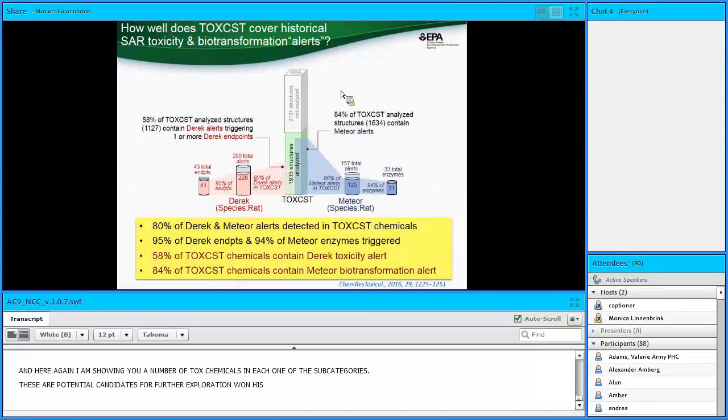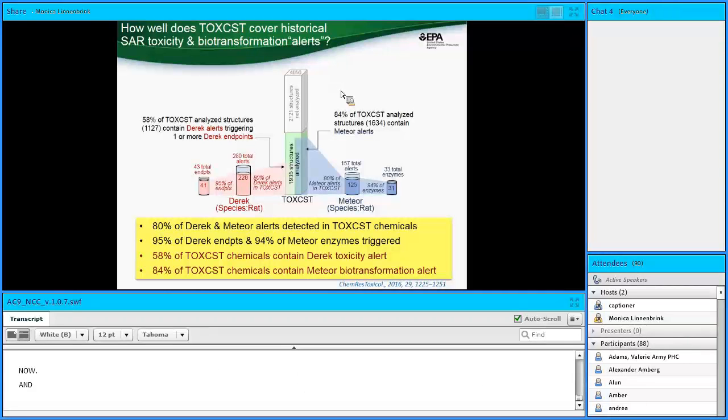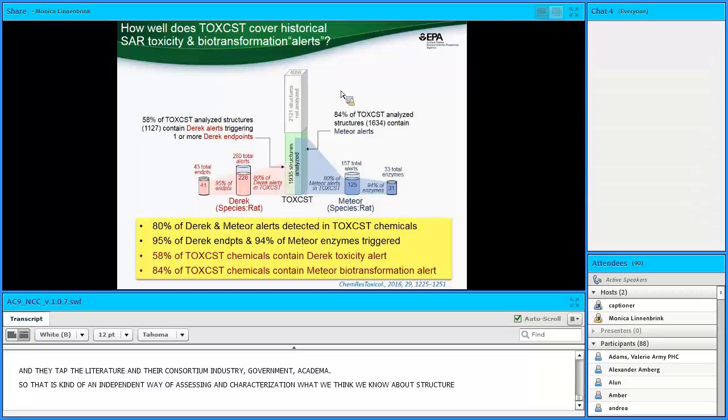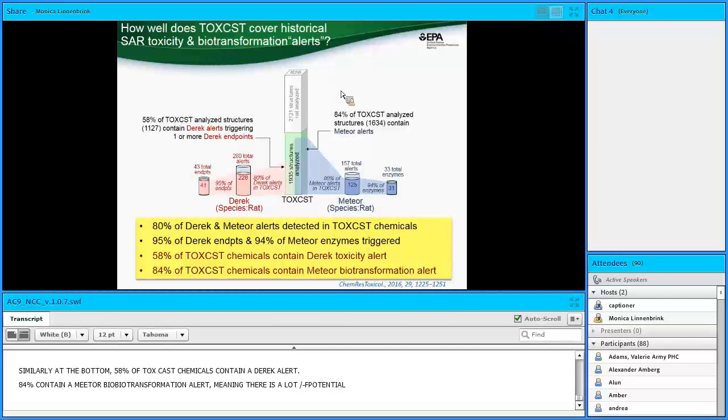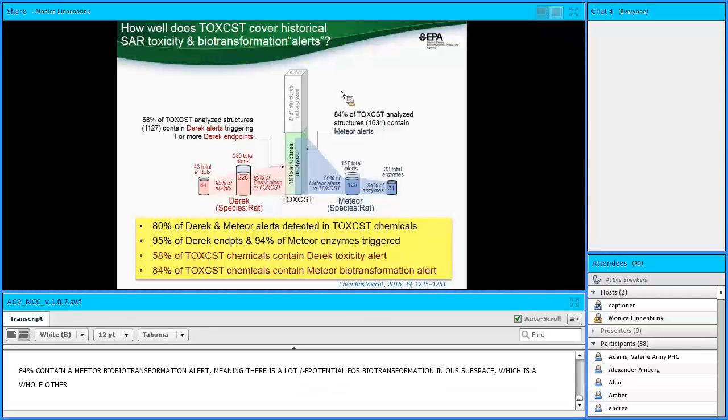And again, I can quantify the actual coverage of the knowledge space of Derek alerts, Derek and Meteor both, Meteor being biotransformation alerts. 80% of the alerts are detected in our ToxCast set. That's pretty good coverage of the knowledge space that Derek and Meteor, which have been around and been building for about 25 years now, and they tap the literature and their consortium of industry, government, academia. So that is kind of an independent way of assessing and characterizing what we think we know about structure relationship to activity. Similarly, at the bottom, 58% of ToxCast chemicals contain a Derek alert. 84% contain a Meteor biotransformation alert, meaning there's a lot of potential for biotransformation in our subspace, which is a whole other story to tell for another time.